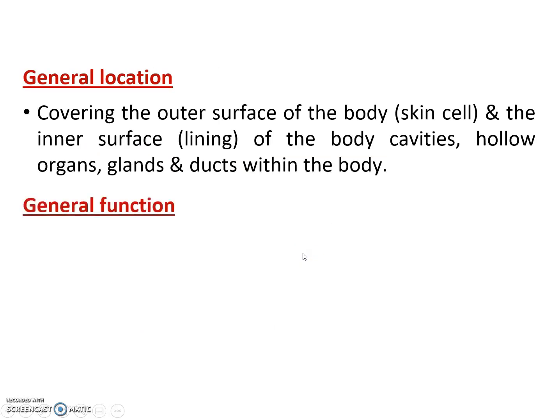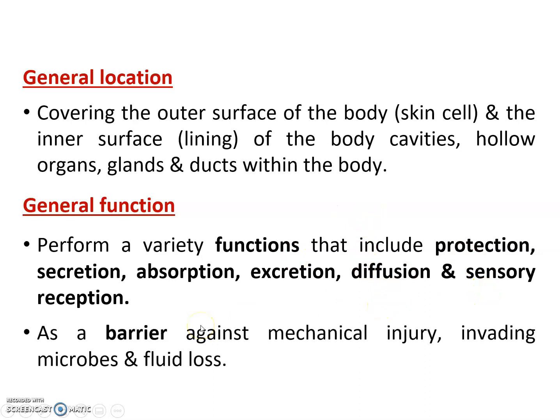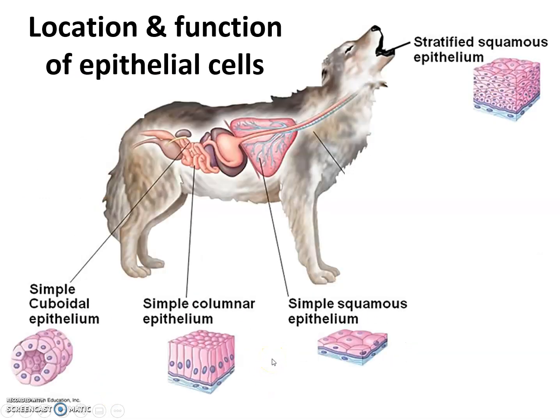General location of epithelial tissues: they can be found on the surface of the body, for example skin, or the inner surface of the body, hollow organs, glands and ducts within the body. The general functions of epithelial tissue: they can protect the body, or secrete something, or absorb something, or excrete something, or diffusion and sensory reception. They also act as a barrier against mechanical injury, invading microbes and also fluid loss.